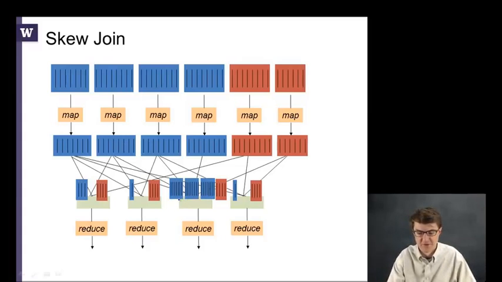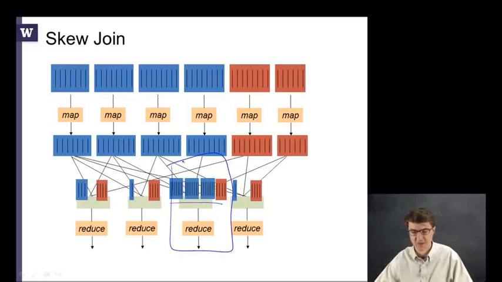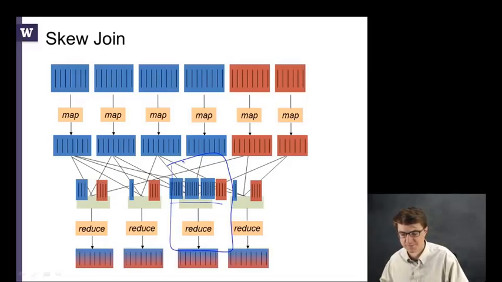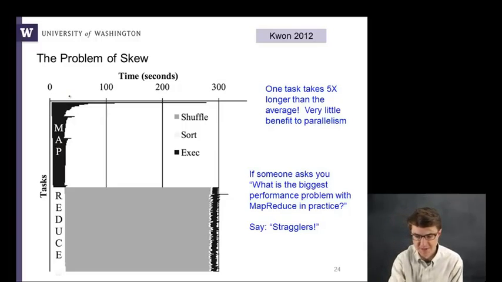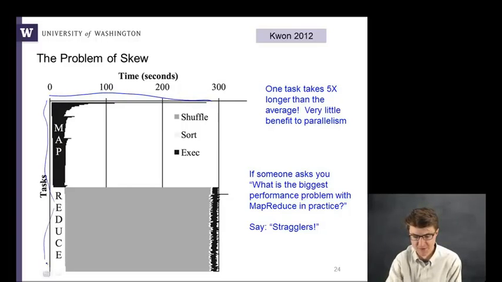Okay. So if a significant fraction of the overall data set is associated with a single join key, then this reducer will be doing all the work, and there won't be much benefit to parallelism. Okay. So this would work, but there's a problem. So this is from a former student here at UW who did some work on this problem. And this plot shows time in seconds on this x-axis, and this is just a list of all the tasks.